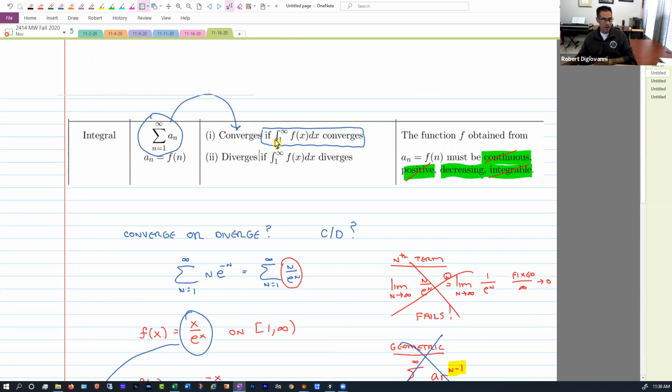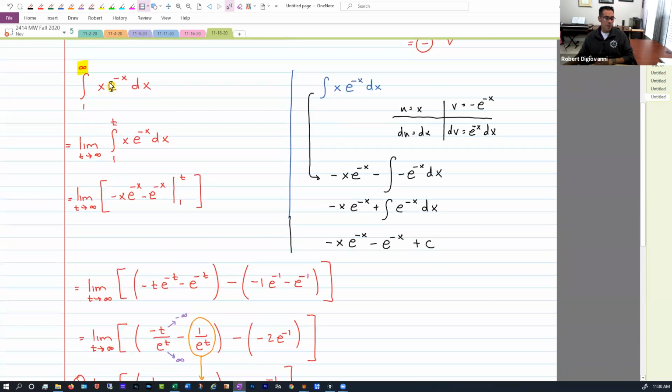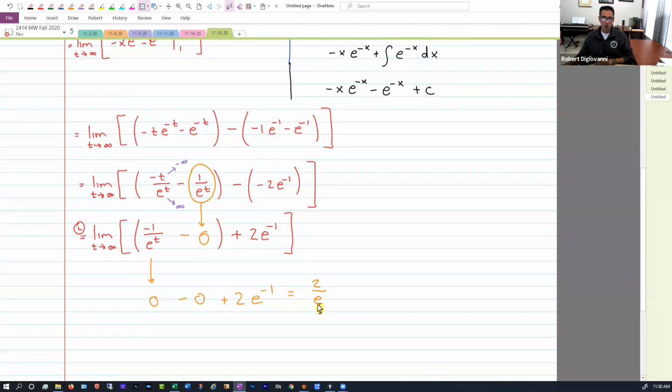It does not, right? So what we've done is we've shown that the improper integral converges to 2 over e, but that does not mean that the series converges to 2 over e. It does mean that the series converges. It just, we don't know what it converges to. And I told you last time that there are only 2 types of series that we are going to be able to find the actual sum of, okay?